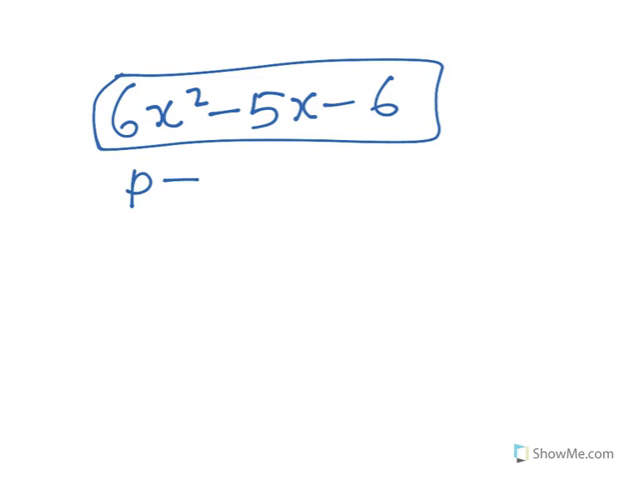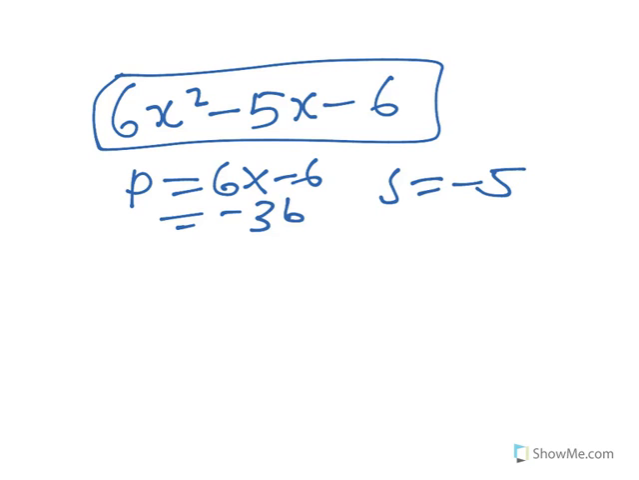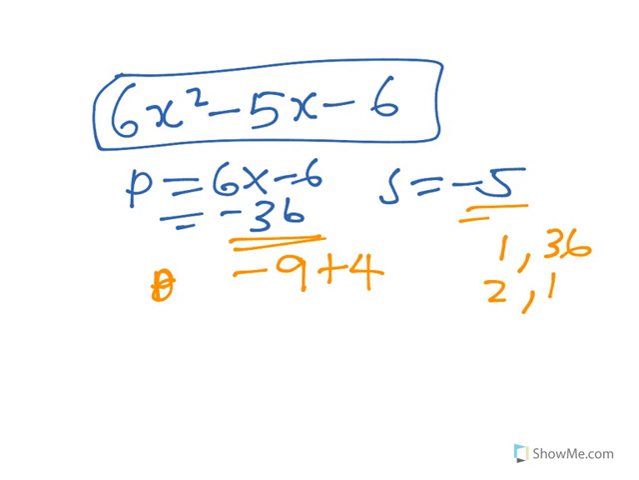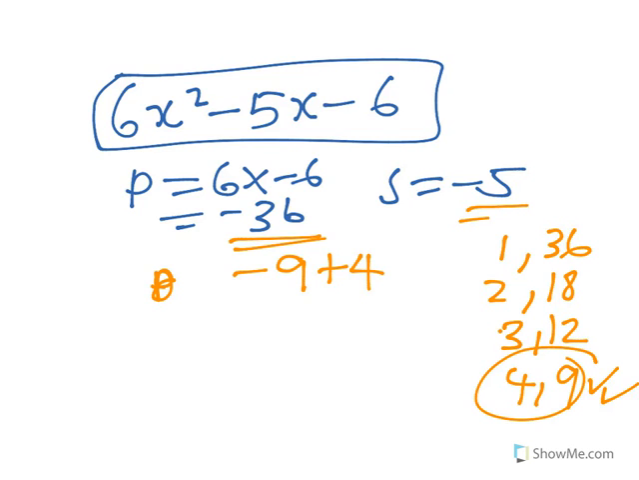Now there is just one more I want to do because it's quite a hard one. So the product is 6 times minus 6, which is minus 36. The sum is minus 5. Two things that multiply to give minus 36 but add to give minus 5. That would be minus 9 plus 4. Now if you're unsure, you could have gone 1 and 36, 2 and 18, 3 and 12, 4 and 9. Yep, that has a difference of 5. When the product is negative, that's when you're looking at the difference.